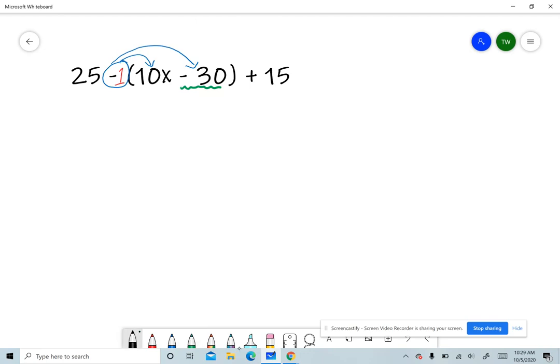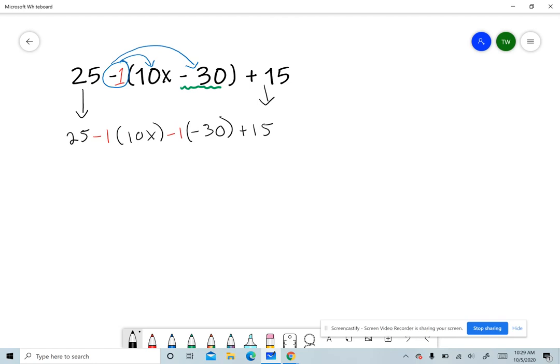So in that case, 25 drops down, and then we take -1 times 10x, and then -1 times -30. And then this +15 is outside your parentheses, so that also just drops down.